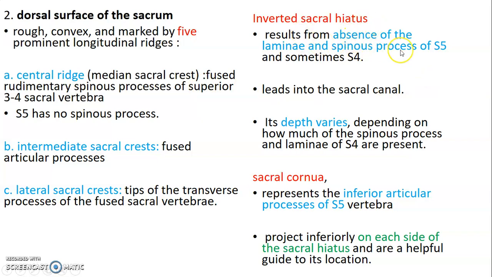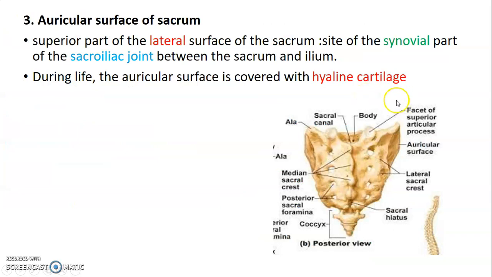Sacral hiatus is where you have absent lamina and spinous process of S5 and S4. So it's formed by absence of lamina and spinous process of S5 and S4, and the hiatus leads to the sacral canal. The depth of this hiatus usually varies depending on how much spinous process and lamina of S4 are present. So the sacral hiatus results from absence of the laminae and spinous processes of S4 and S5, and it leads to the sacral canal. So this is the sacral hiatus.